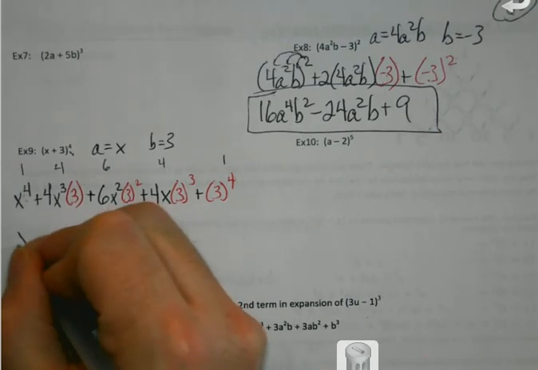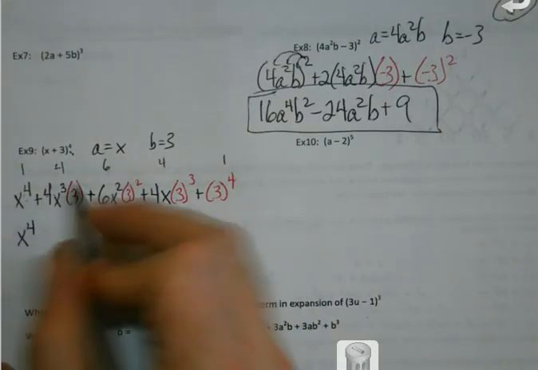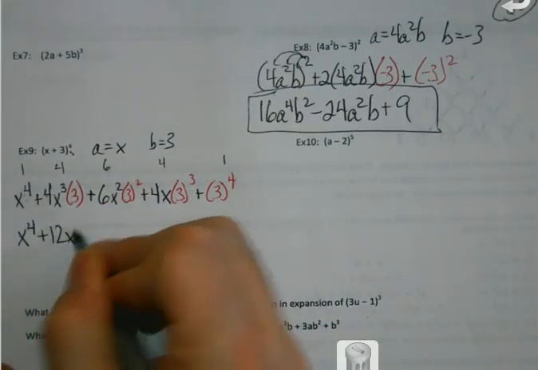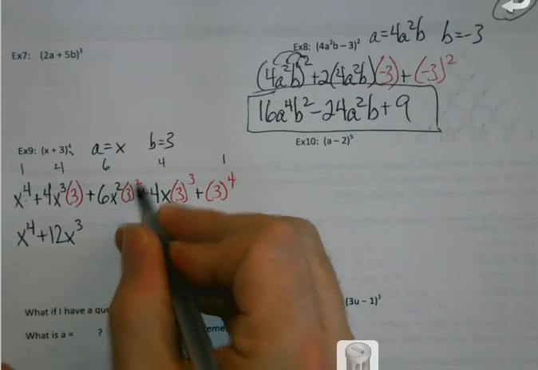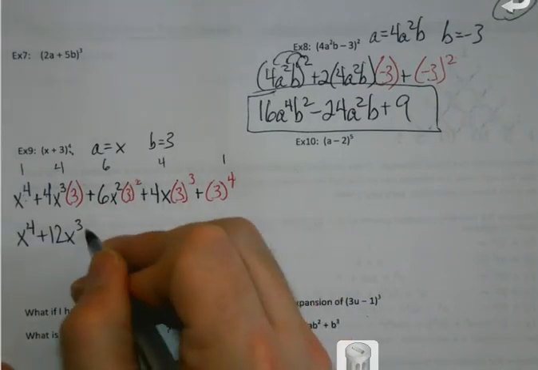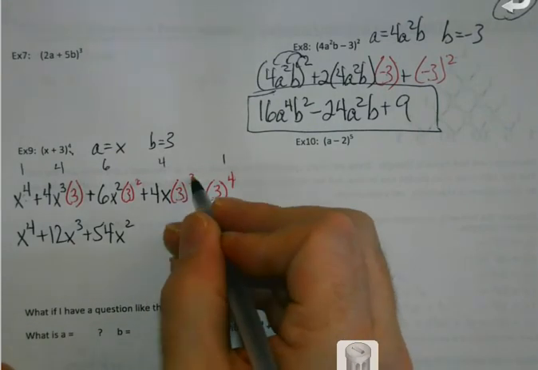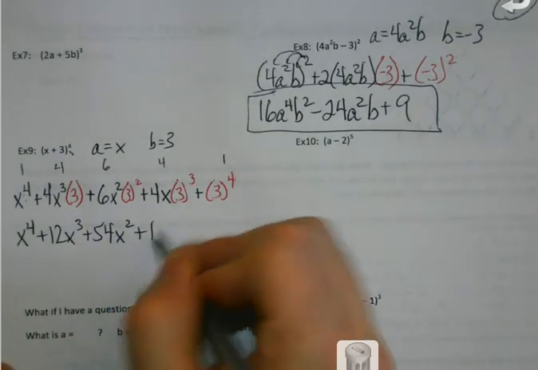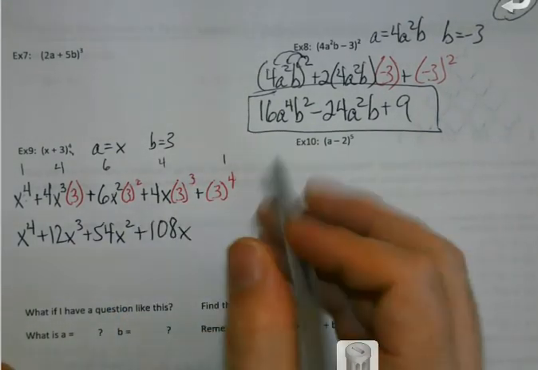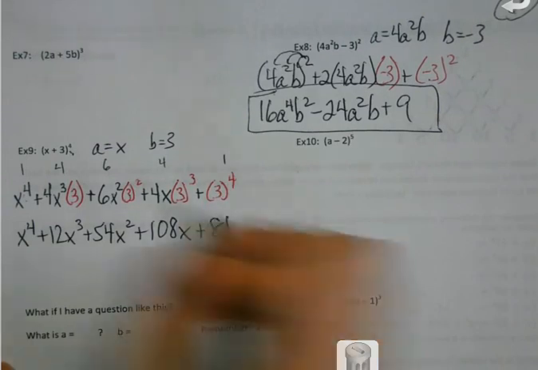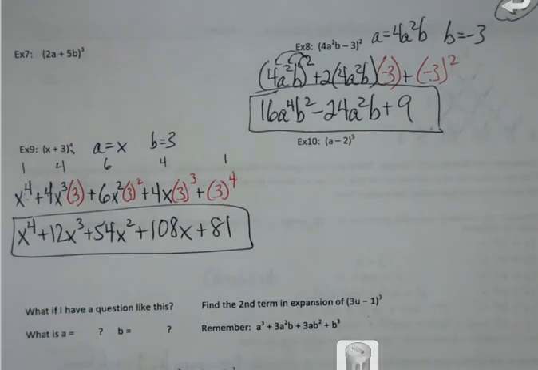And then I'm just going to clean up. 4 times 3 is 12. 3 squared is 9, times 6 is 54. 3 cubed is 27, times 4 is 108. And 3 to the 4th is 81. Just play the pattern. And that's true no matter how big they get. And this will be the biggest one we get to, but you had to have one of them.